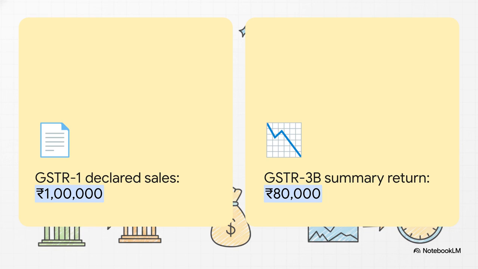Imagine declaring 1 lakh rupees in sales on your GSTR1, but then you only write down 80,000 rupees on the GSTR3B. That 20,000 rupees gap? That's incredibly dangerous. It's basically a guaranteed ticket to an automated notice from the system. Those two forms have to speak the exact same language.